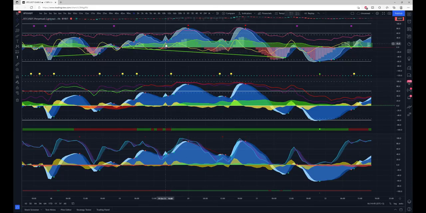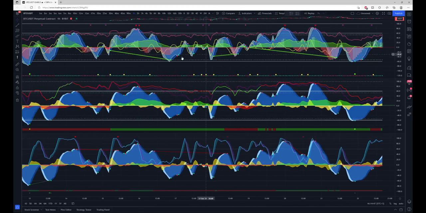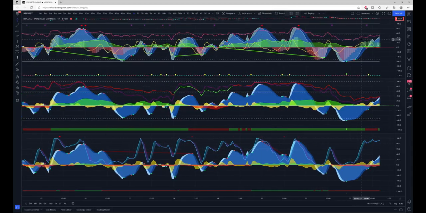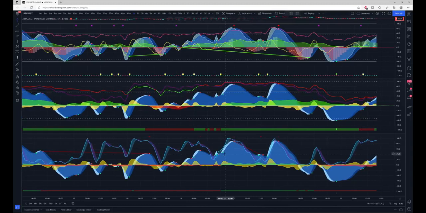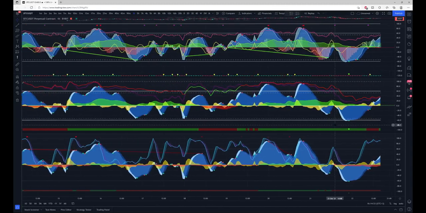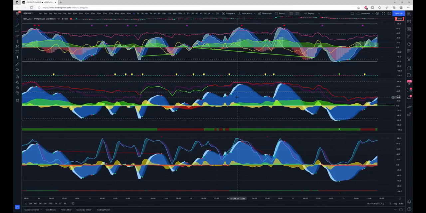So market liberator gives you these hidden and regular divergences. So does the VuManChu, but the market cipher does not. So that's 1 point kind of knocked off for the market cipher. That's one of the big differences actually here. So market cipher takes a loss on that one.